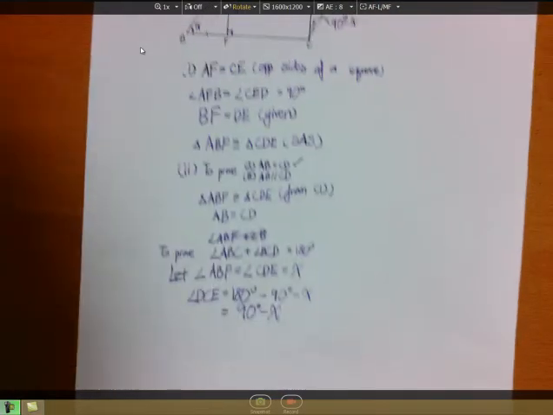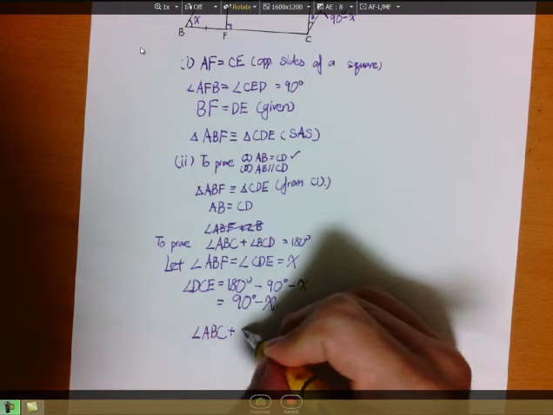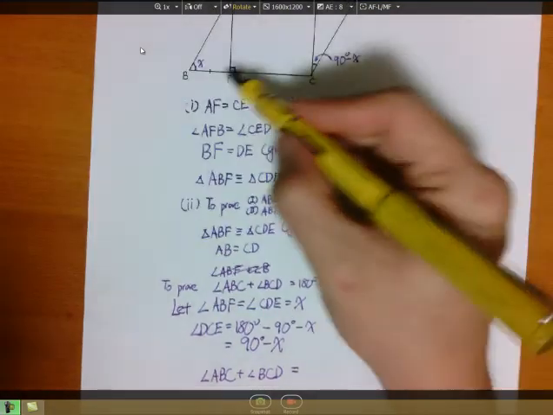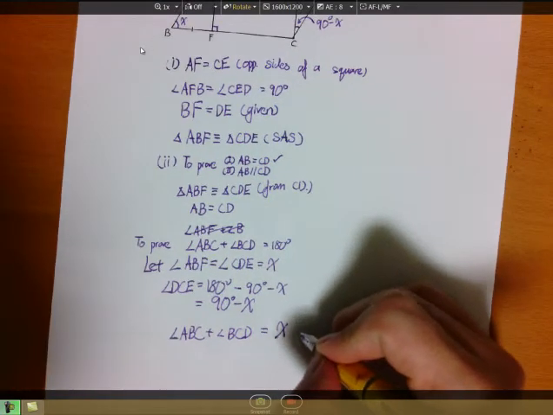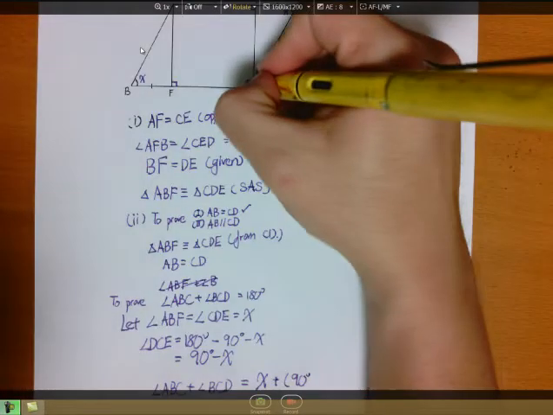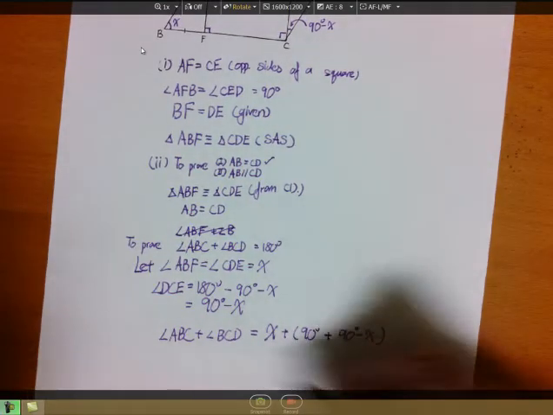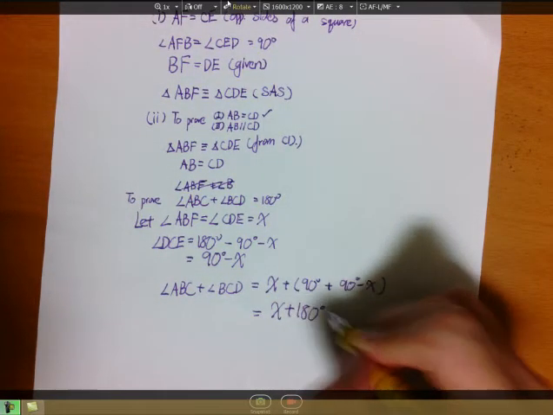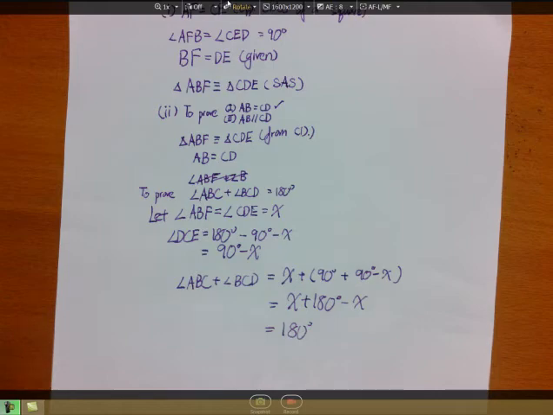Now I will let angle ABC plus angle BCD. Just now we have defined ABC as equal to X. BCD will be 90 degrees plus 90 minus X, because this is 90 degrees, which is BCE. So therefore, ABC plus BCD is X plus 180 degrees minus X. X minus X is no X. So angle ABC plus BCD is equal to 180 degrees.